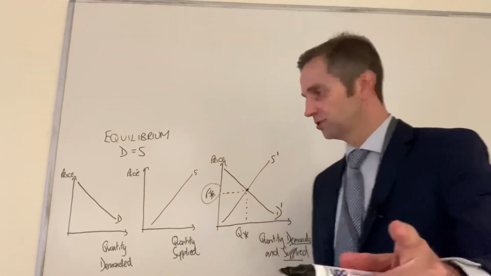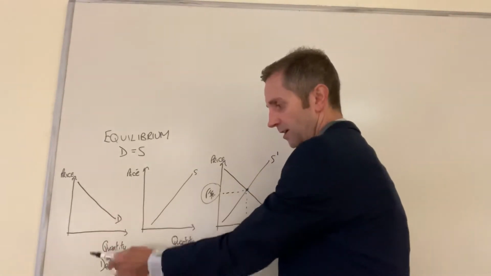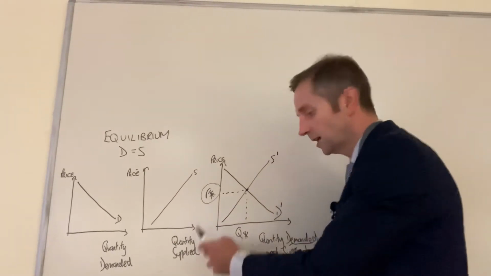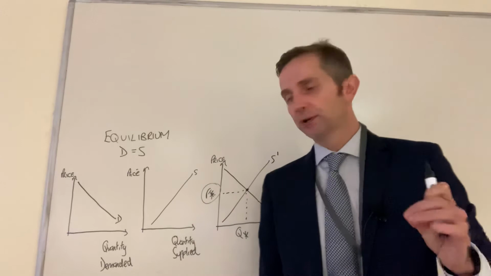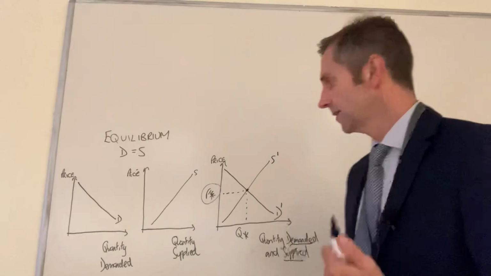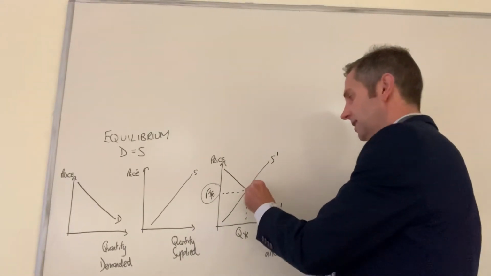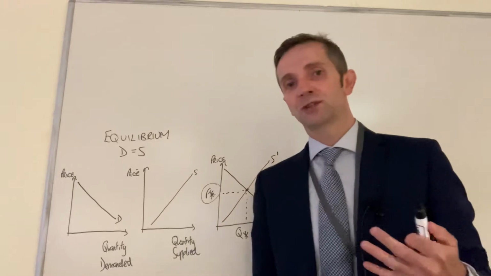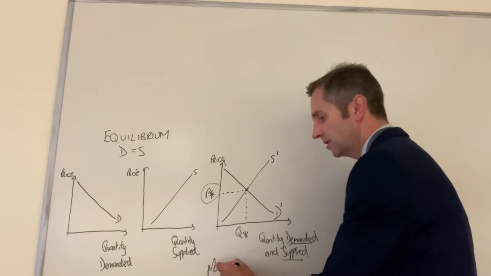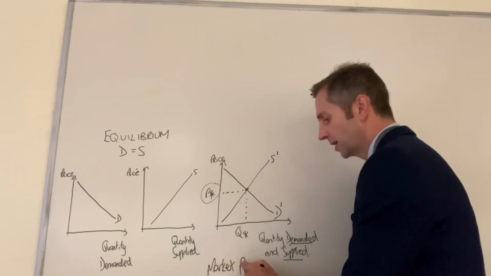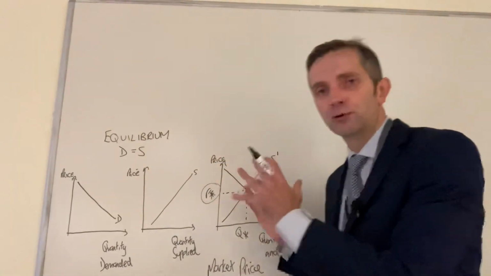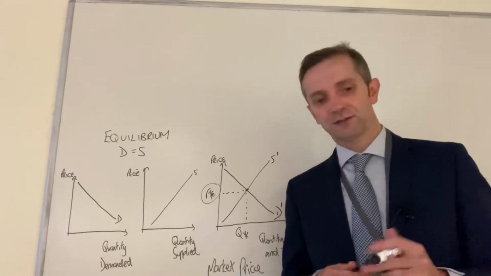Look at the difference there, ladies and gentlemen. On my demand curve diagram I have quantity demanded. On my supply curve diagram I have quantity supplied. But when I'm talking about equilibrium, I bring both onto the one diagram and I call this quantity demanded and supplied. And this is the equilibrium point. And that determines what's known as the market or the equilibrium price.